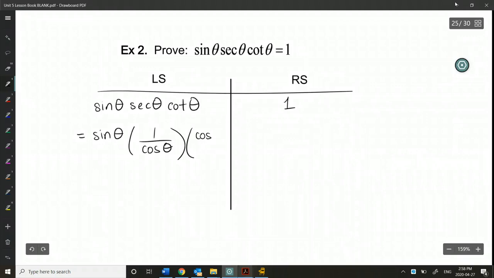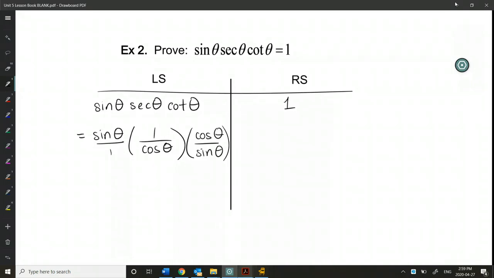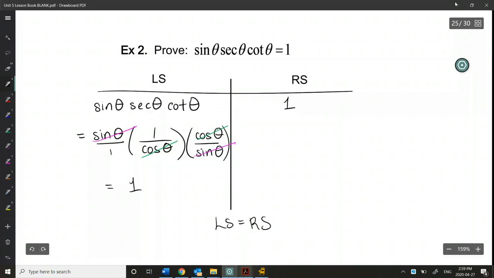But in this case, we're using theta, so I'll replace those with thetas. Okay, and remember, this guy is technically over 1 here. So now I'm noticing I've got a bunch of fractions that are being multiplied. I have a cos on bottom and a cos on top, and I have a sine on bottom and a sine on top that I can cancel. And what I'm going to be left with here is actually 1. And now I have left side equals right side.